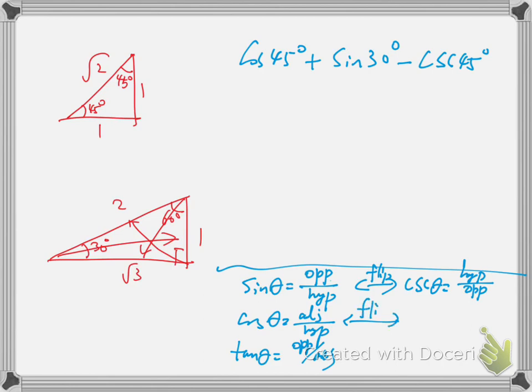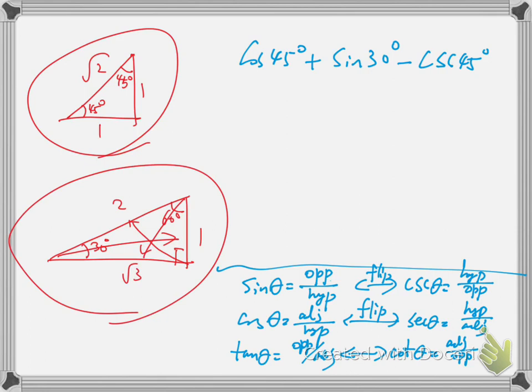And then you flip cosine, you got secant, which is hypotenuse over adjacent. And if you flip tangent, you got cotangent, adjacent over opposite. Flip means you change numerator to denominator, denominator to numerator. Now you have to draw me 2 pictures before you find the ratio. Cosine 45, so this angle: opposite, adjacent, and hypotenuse 2. Cosine is adjacent over hypotenuse, 1 over radical 2.